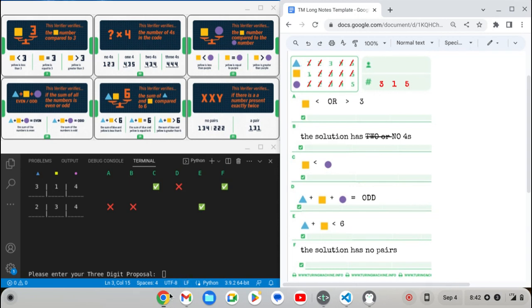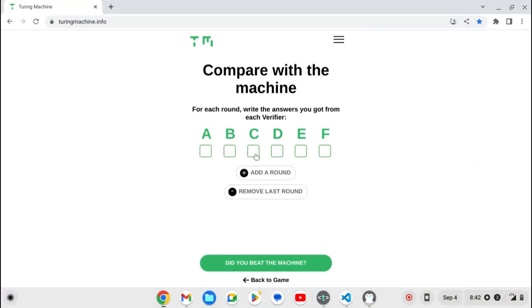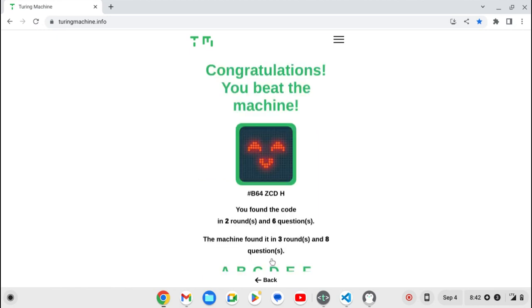So CDF, let's do that. So C was correct, D was incorrect, F was correct. In the second round, both A and B were incorrect, and E was correct. All right, so how do we do? Wow, so we beat him by 2 questions.